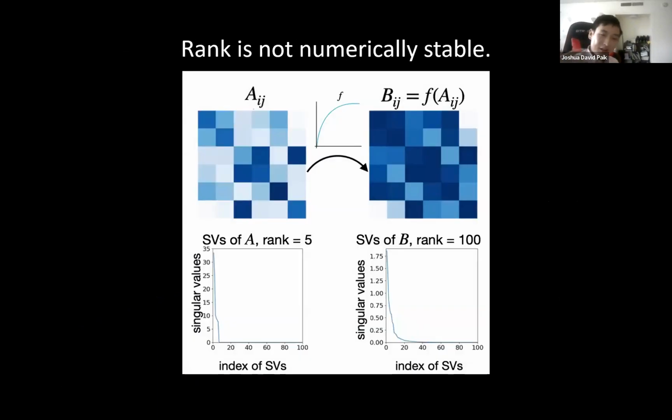Okay, so now if we go back, the rank of a matrix is just not numerically stable. So here is an example figure of that. Let's say I have A, and here's a plot of the singular values of A. The number of non-zero singular values is its rank. Okay, I'm going to take this monotone nonlinearity F, and we apply F to every entry of A to get B. Well, B has the same ordering of entries as A, but all of its singular values are non-zero, and so it has full rank.